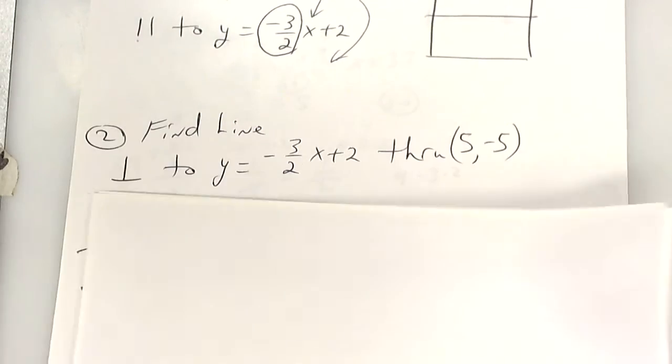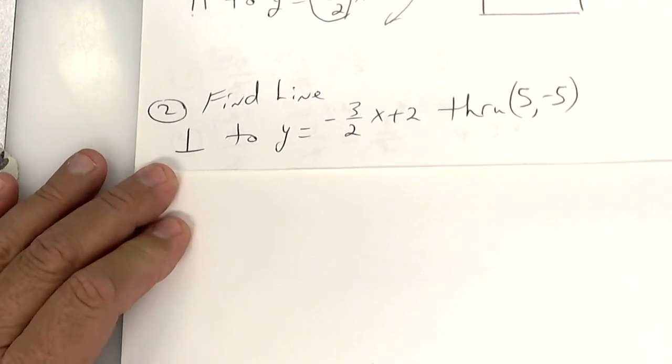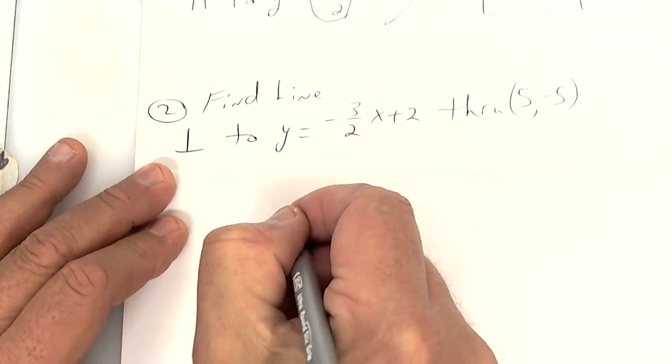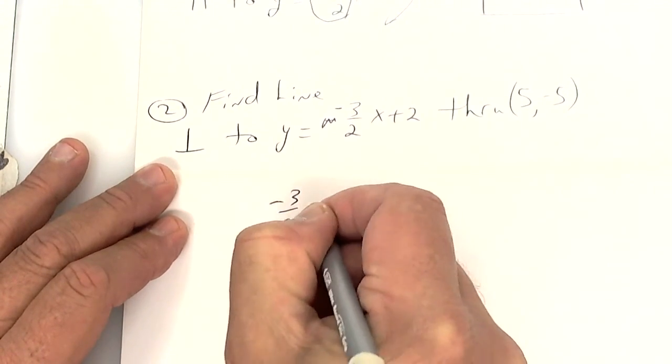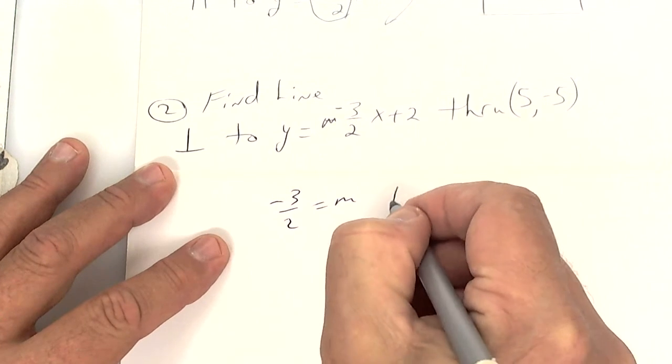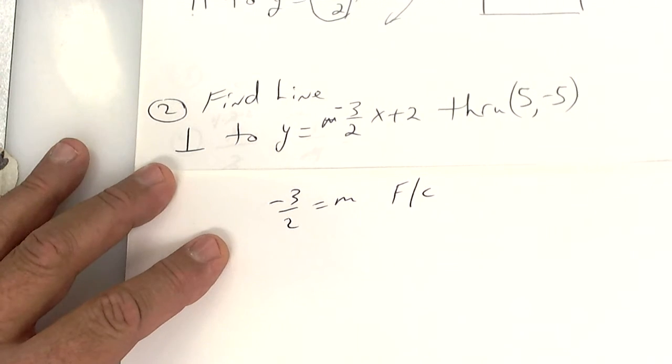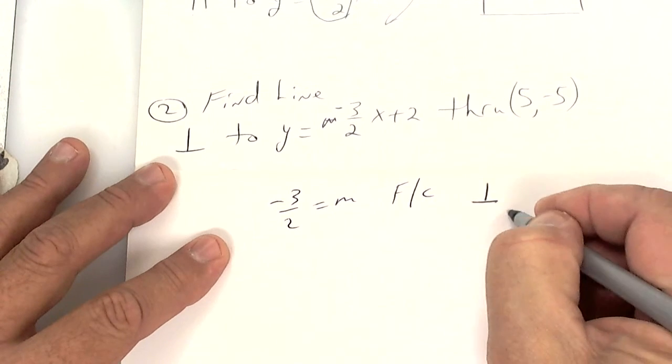Let's try another one. This one says perpendicular. So you have to take your slope, put the negative at the top. So put negative 3 over 2 as your slope, put an m. And we want to flip, change. Write that down. Flip, change for perpendicular. This means perpendicular.